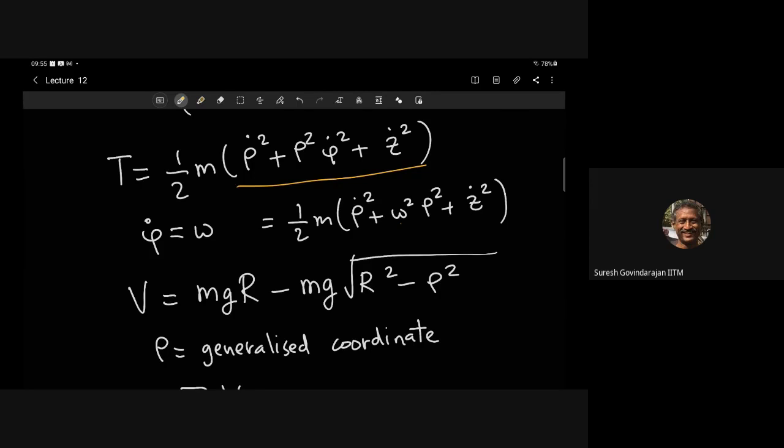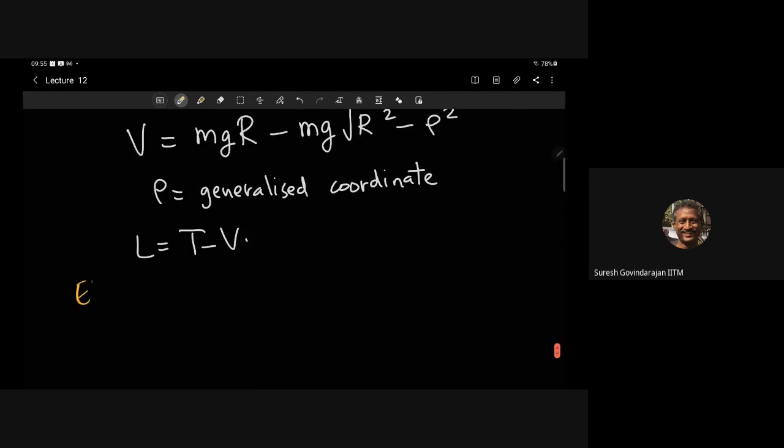Okay, so exercise: obtain the Euler-Lagrange equation of motion before tomorrow. We'll continue this problem. This is a very interesting problem. What we'll find is that depending on the value of omega, the behavior is different.